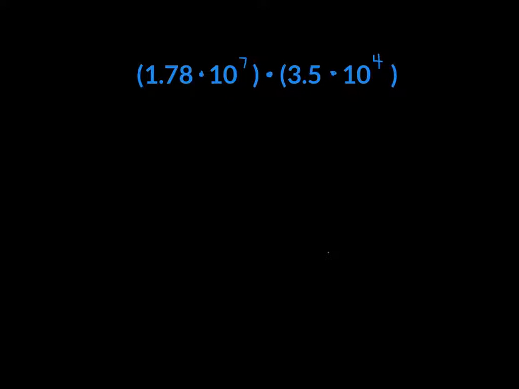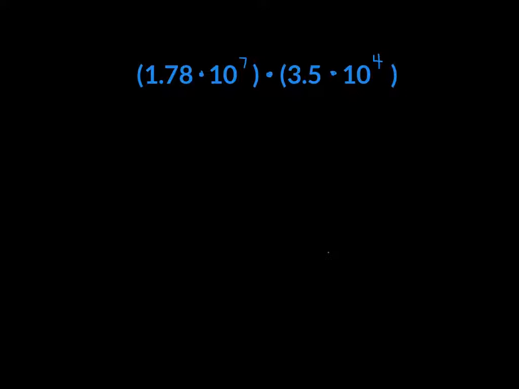Hello students, so today we're going to be working on doing multiplication and division with scientific notation. This is going to be a refresher back to our exponent laws. So first what we're going to do is look at this problem: I have 1.78 times 10 to the 7th multiplied by 3.5 times 10 to the 4th.